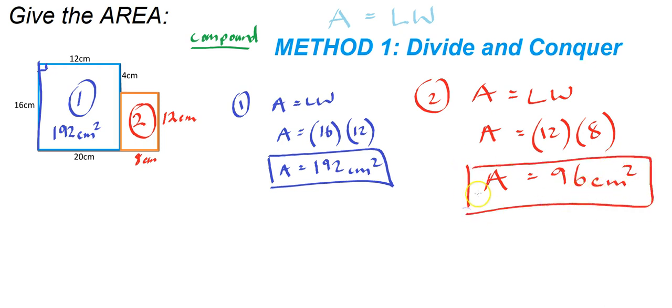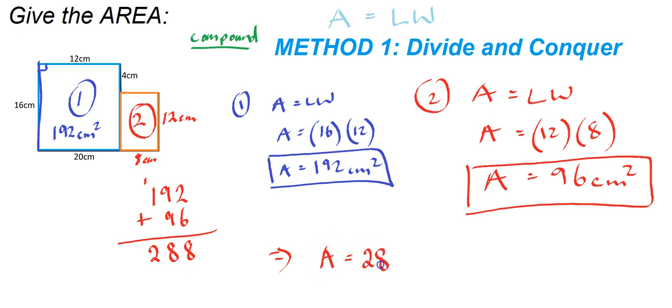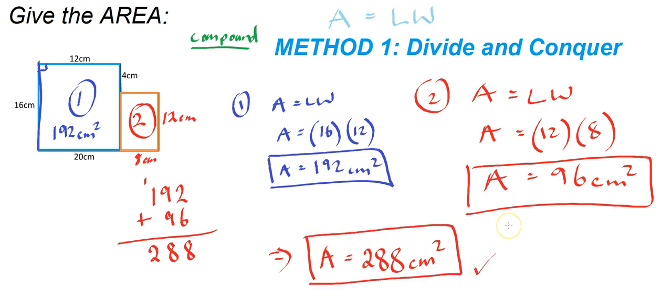And now I know the area of rectangle number 2. All I need to do now is add up 192 plus 96, and that is 8, that's 18, and that's 2. So I know that the final answer is area equals 288 centimeters. It's area, so it's got to be squared. And that is the answer for that there.